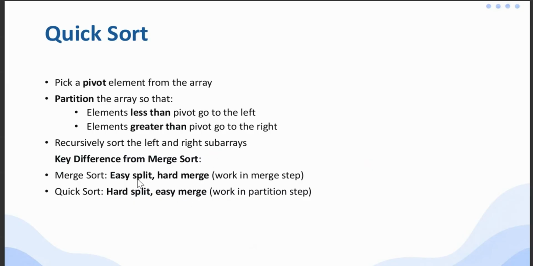So the partition is the heart of quick sort. It determines how the array is divided and how efficient the algorithm will be, right? A poorly chosen pivot leads to unbalanced partitions and poor performance. A well-chosen pivot leads to balanced partitions and excellent performance.